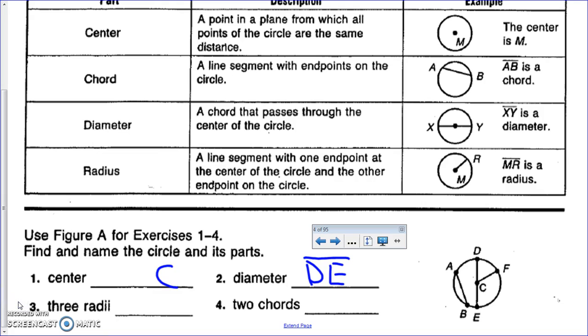For 3, we need to find all 3 radii, which is the plural of radius. So you need to list all 3 radii. So we start with DC. Then we have CF. And finally, the last one we have is CE.